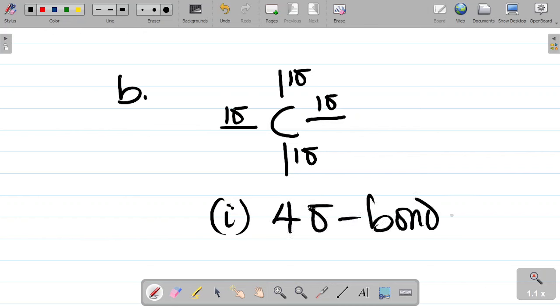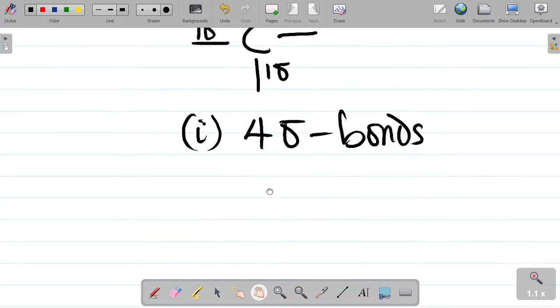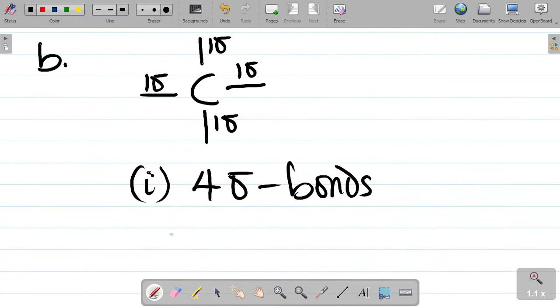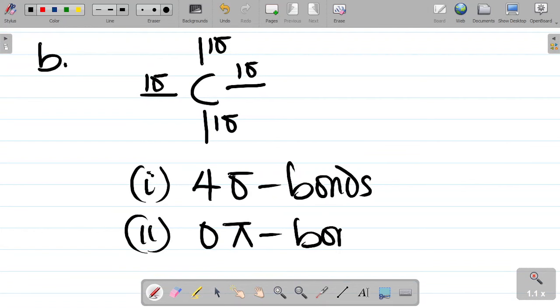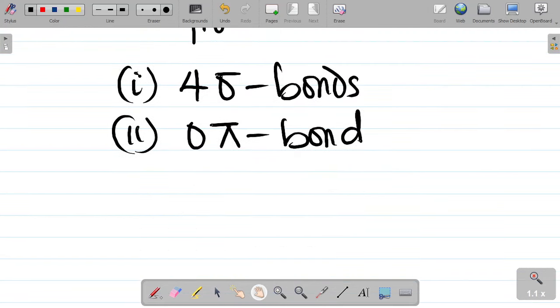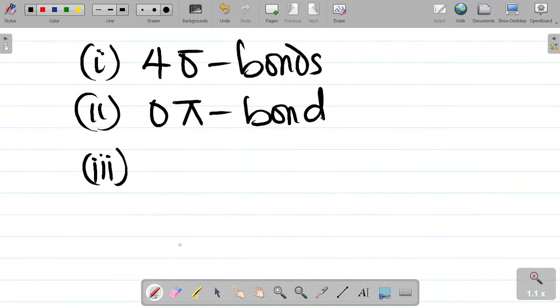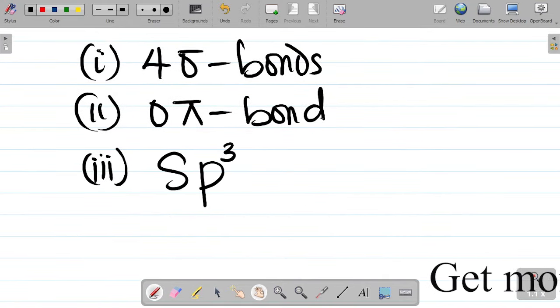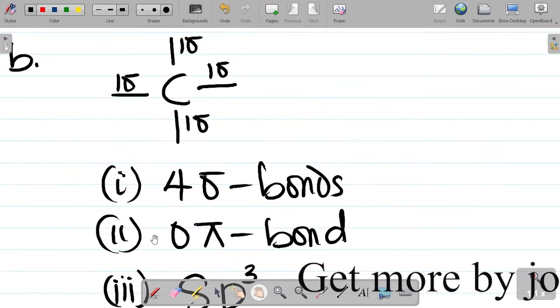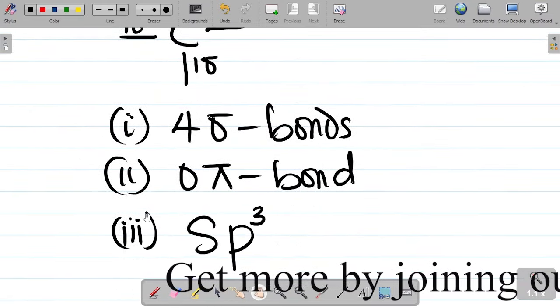If you combine all, how many pi bonds do you have? There is no double bond and there is no triple bond. So you have 0 pi bonds. Number 3, the hybridization pattern. Looking at this, we have just single bonds throughout. And single bonds, for alkanes, we said is what? sp3. That's alkane hybridization. So that's the answer for B.